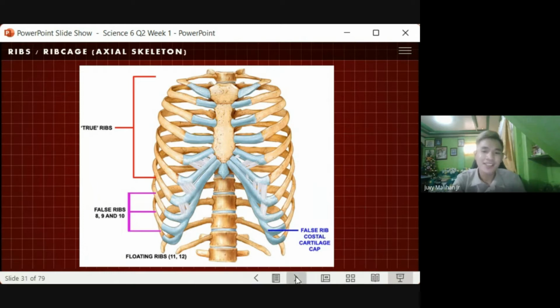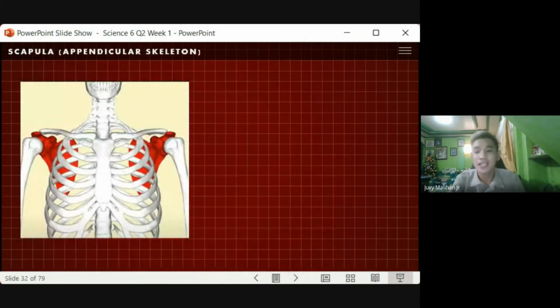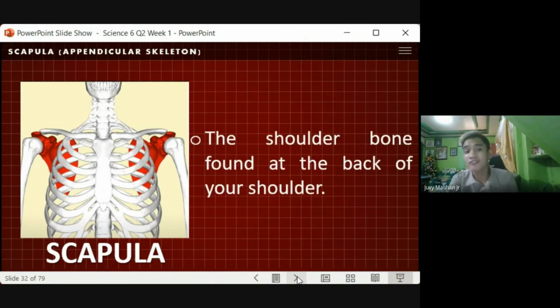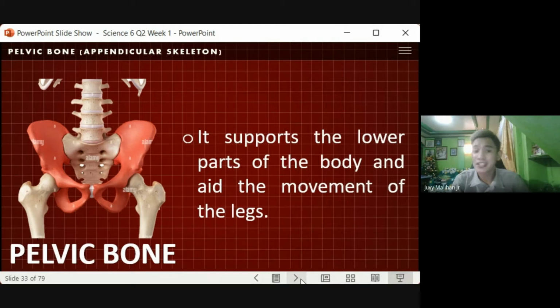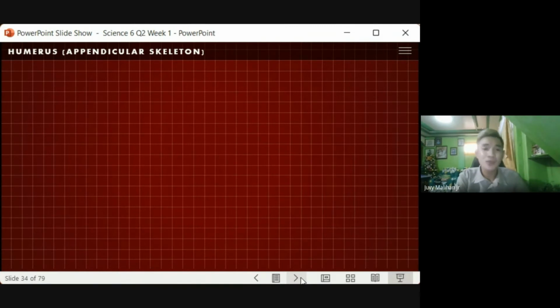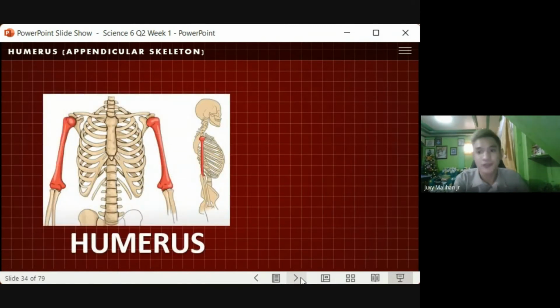Now, let's have this time the parts of our appendicular skeleton. First we have the scapula. The scapula is the shoulder bone found at the back of our shoulder. As you can see here in the picture, it is really found at the back of our shoulder. Second, we have the pelvic bones. The pelvic bone supports the lower parts of the body and aids the movement of our legs. That is the function of our pelvic bone. Next, we have the third one, the humerus.